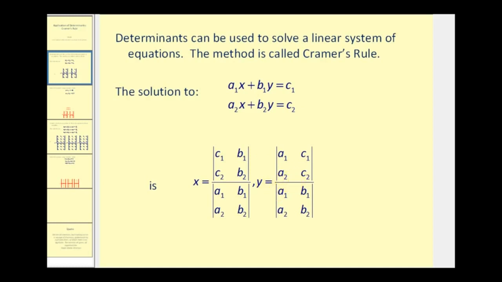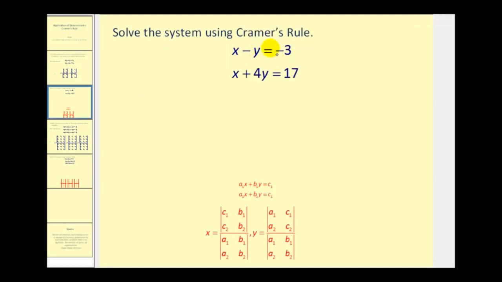Let's go ahead and take a look at an example. Let's see if we can solve this using determinants. We know the values of x and y will be a quotient of determinants, so let's set up our quotients. Next, the determinant in the denominator will be the 2 by 2 determinant formed by the coefficients of the x and y terms.